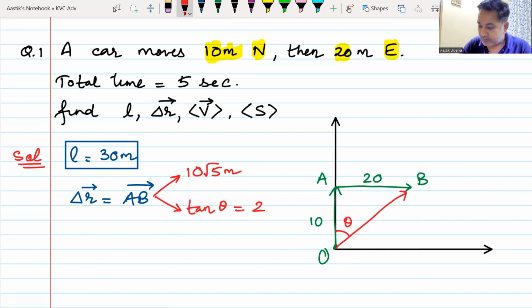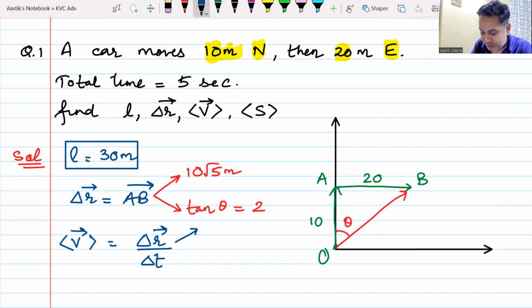Let us now move on to the next point where we find the average velocity. Average velocity is total displacement divided by total time. Again, it will have two components. One is the magnitude: 10 root 5 divided by 5, so it will be 2 root 5. And what is the direction? The direction is in the direction of displacement, so tan theta is equal to 2. Do we understand this?